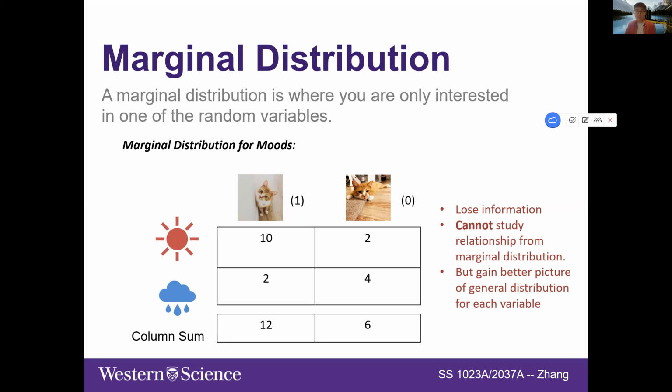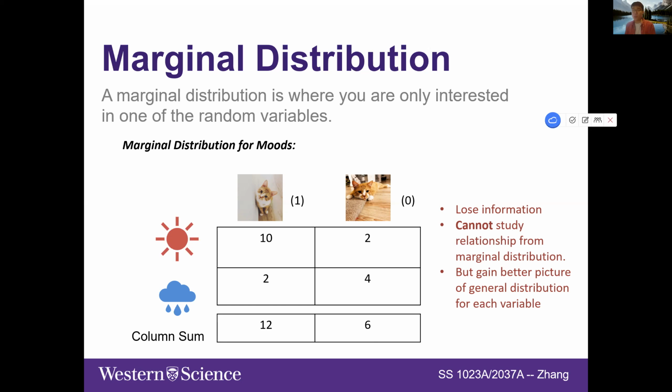Even if we have both marginal distributions, the marginal distribution about the moods and the marginal distribution about the weather, we cannot use those two marginal distributions to decide whether the two variables are associated or not. Which means we cannot study the relationship from the marginal distributions.